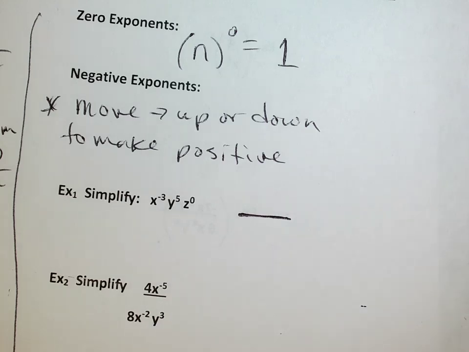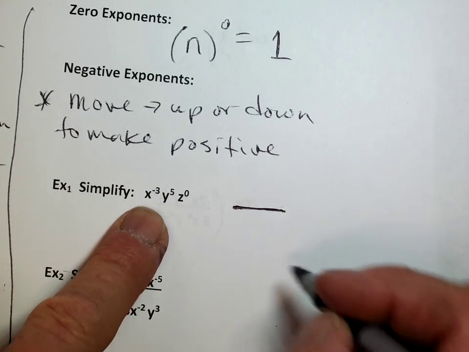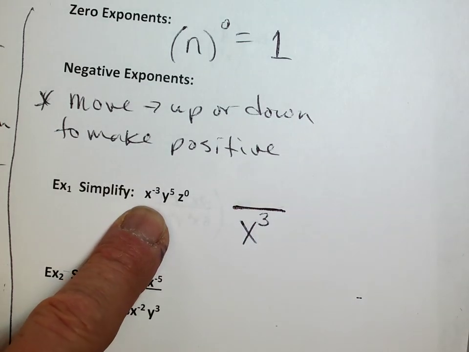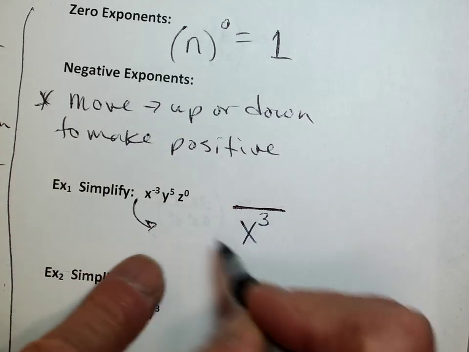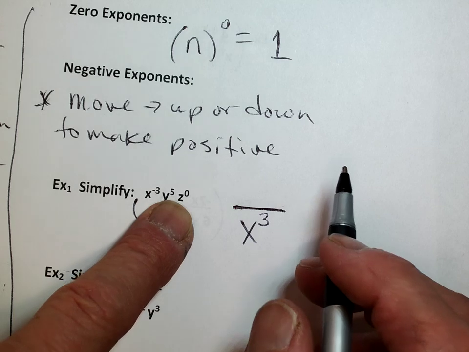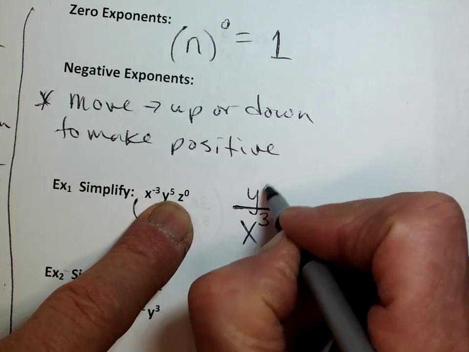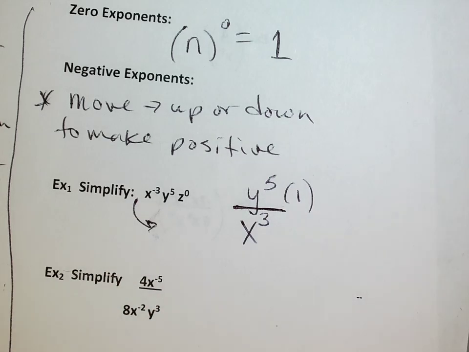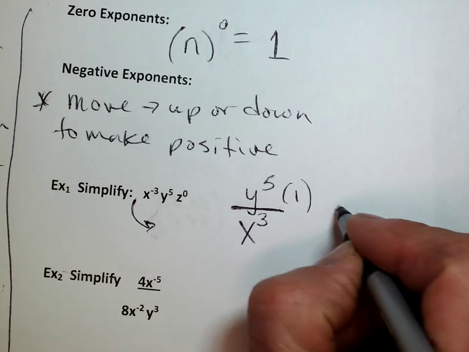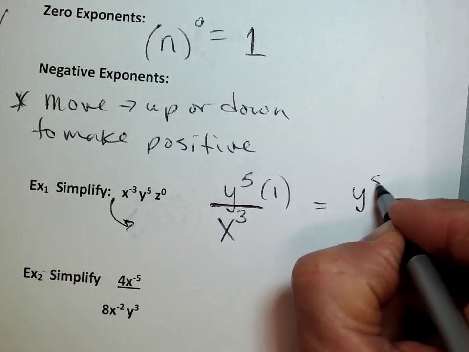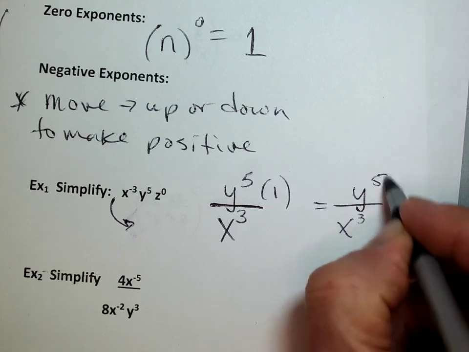And if it's a negative exponent, I'm going to move it down and make it positive. So I brought the x to the negative 3 down and made it x to the positive 3. The y to the 5th is just fine. It's y to the positive 5. Leave it alone. And then z to the 0 is the number 1. I don't really need the 1 in this case because 1 times y to the 5th is y to the 5th. So I could simplify this. I don't need the 1. So y to the 5th over x to the 3rd. And that's all I need to do.